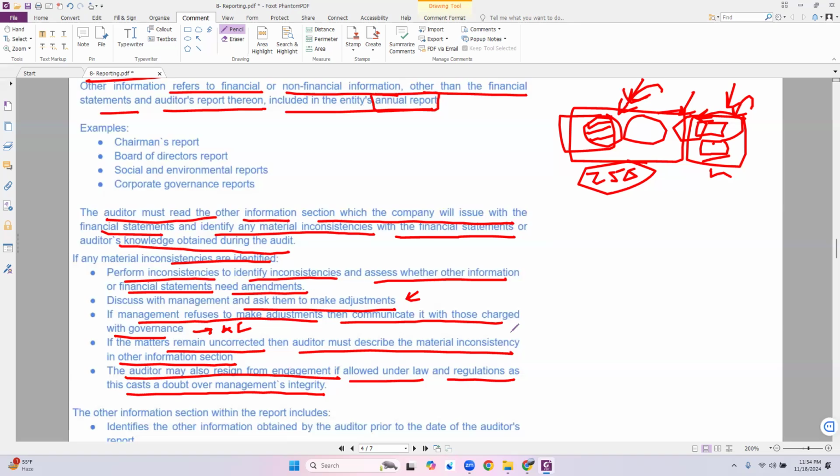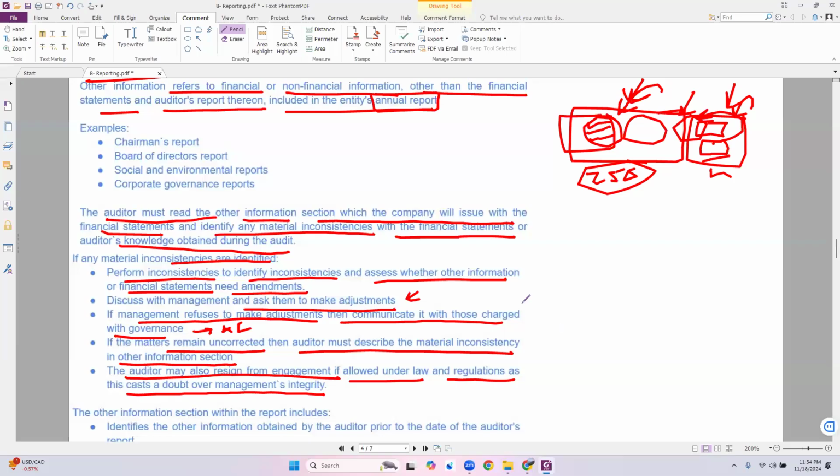Okay. Got it? So the basic thing that you need to remember is the auditor has to read all the other information within the annual report. And if they find any material inconsistencies, they first have to discuss with the management and tell them to correct it. If the management is not correcting it, then you discuss this with those charged with governance, which are known as the audit committee. If they even refuse to correct it, then you have to state within your other information section that we read all these reports and we found this material inconsistency. So we are just letting you know about it.